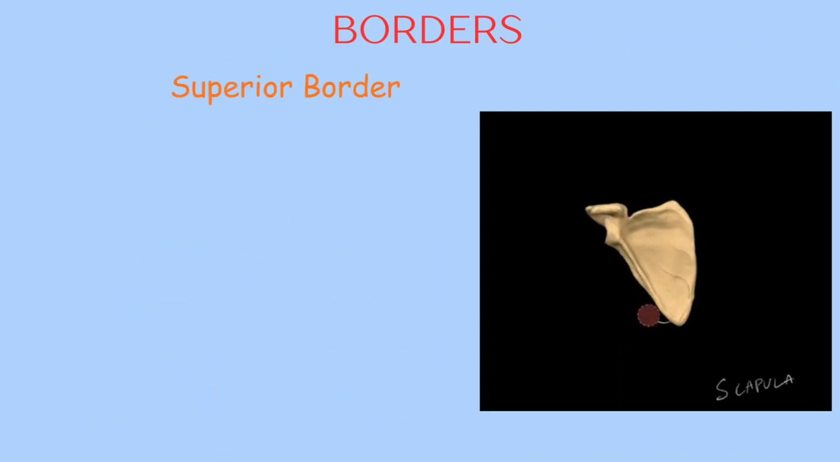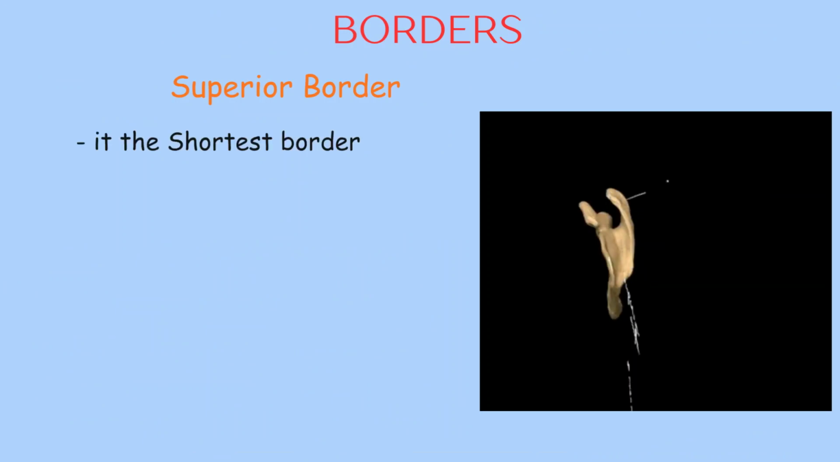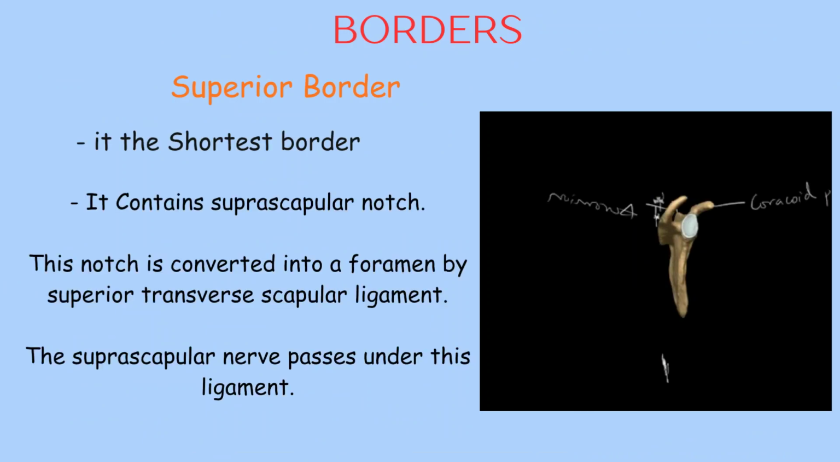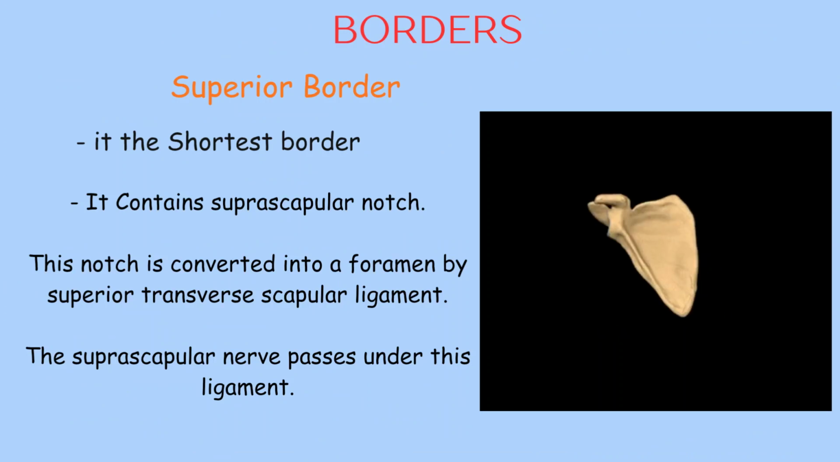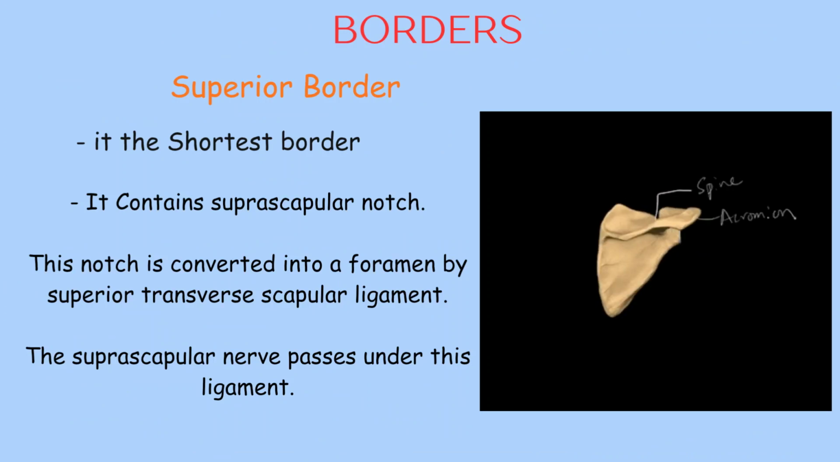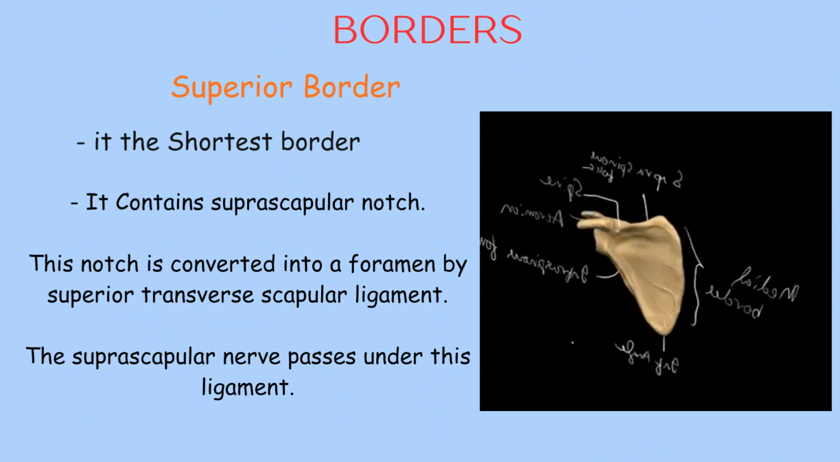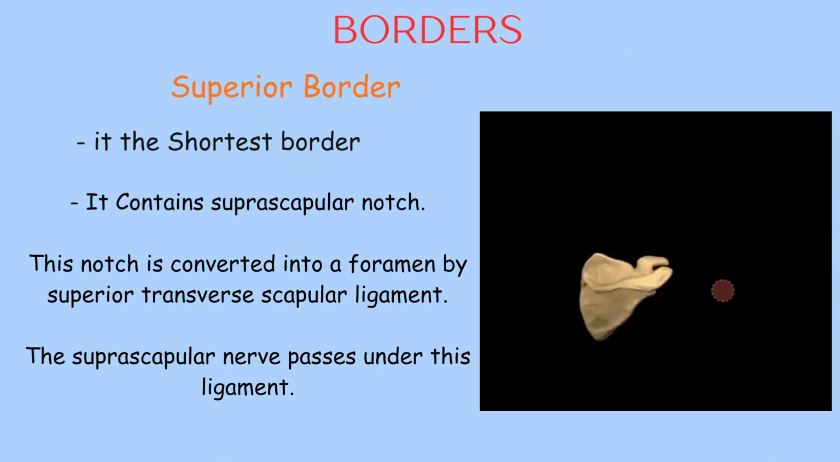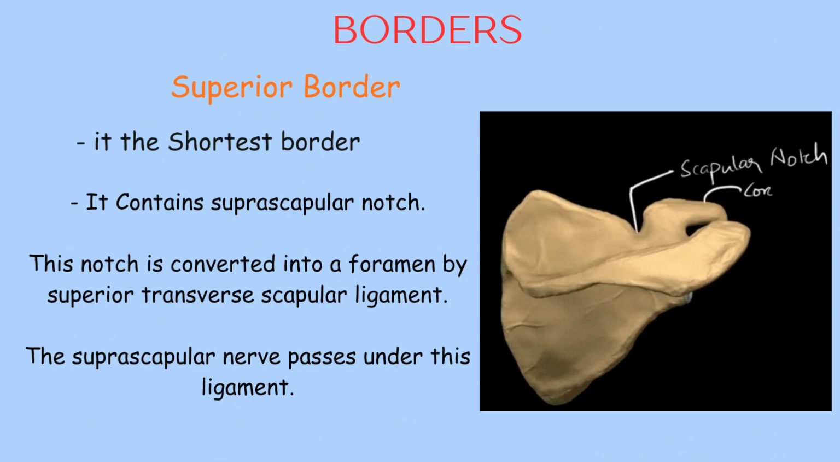Superior border. It is the shortest border. It contains the suprascapular notch. This notch is converted into a foramen by the superior transverse scapular ligament. The suprascapular nerve passes under this ligament. You can remember this by the mnemonic: Army overbridge, Navy underbridge. Artery goes over the ligament, nerve goes under the ligament.